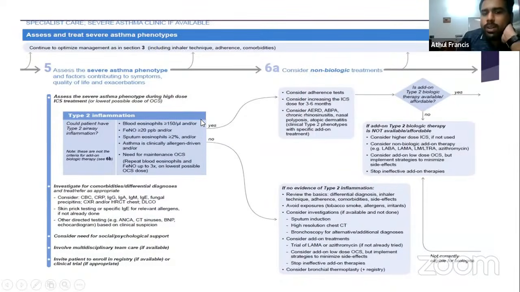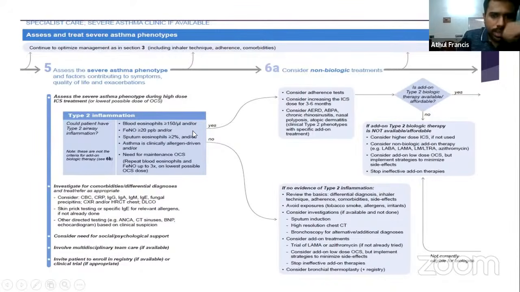Now if it is yes, consider other steroids, consider increasing the ICS dose. If your inhaled corticosteroid is going at a medium dose, consider stepping up the inhaled corticosteroid to a higher dose for 3 to 6 months. Now see if there is any add-on biological therapy which is available, and consider other diagnoses as well. This is also important: ABPA, chronic rhinosinusitis, nasal polyposis, atopic dermatitis.